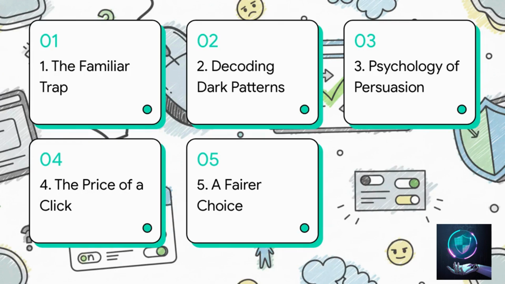So, here's our game plan. We're going to pull back the curtain on this whole digital trap. We'll start with the pop-up itself. Then we'll decode what the experts call dark patterns. We'll dig into the psychology they're using against us, figure out the real price of that single click, and then finally, we'll look at what a fair, honest choice is actually supposed to look like.